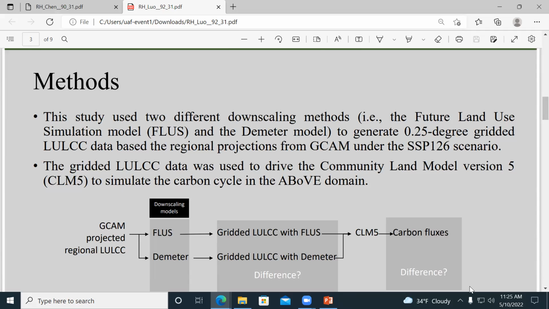With that, we set up a modeling experiment that used two different spatial LULCC downscaling methods. One is FLAS and the other is Demeter, to generate 0.25 degree gridded LULCC data based on the same regional projections from a widely used integrated assessment model, GCAM, under the SSP126 scenario, basically the strongest mitigation scenario, in the future years. Then the two generated sets of gridded LULCC data are used to drive the Community Land Model version 5 to simulate the carbon cycle in the above domain.